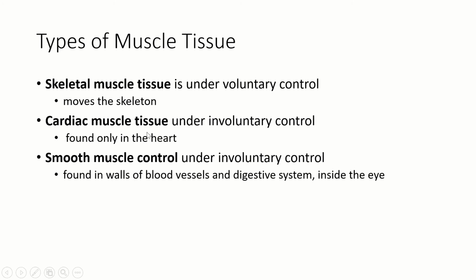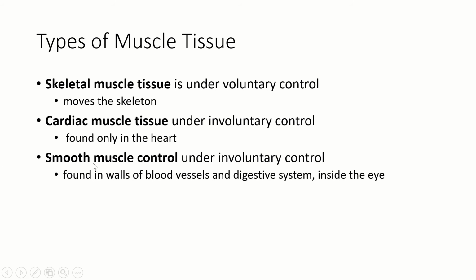Cardiac muscle tissue is under involuntary control. You don't get to control whether your heart beats or not. It's just going to keep doing it. Your body is going to keep this tissue doing its thing regardless of what you do. The cardiac muscle tissue is found in the heart. Cardia means heart, so it's only found in the heart.